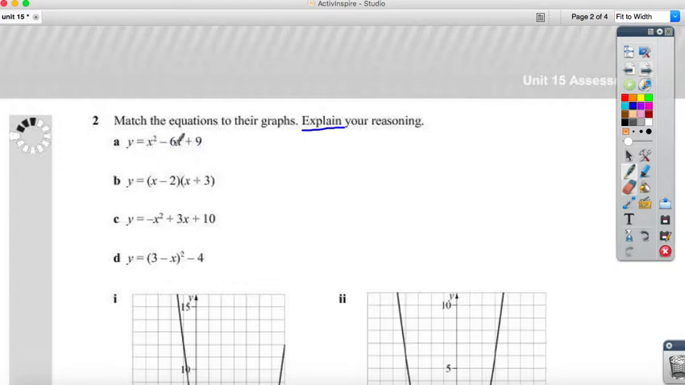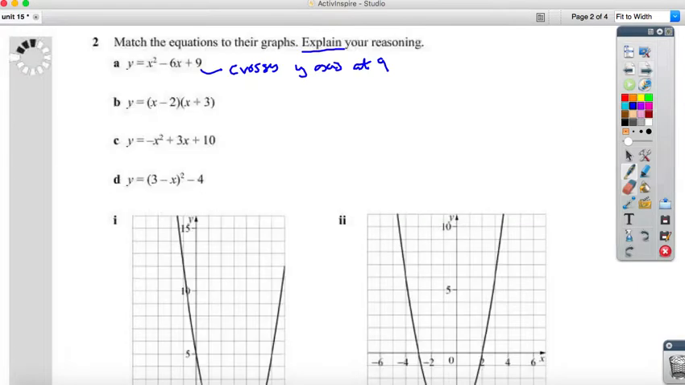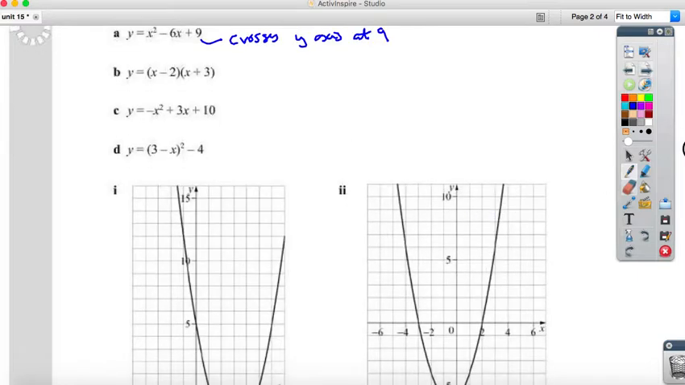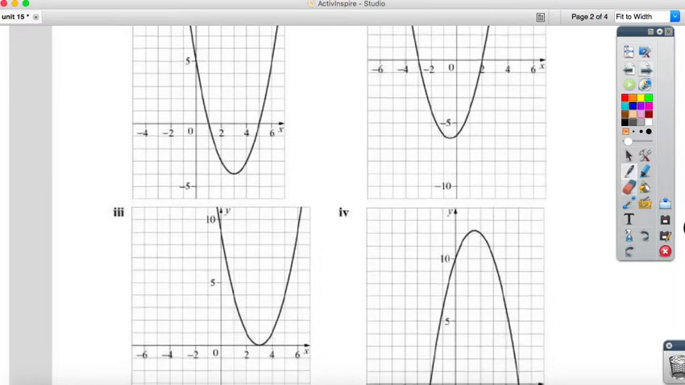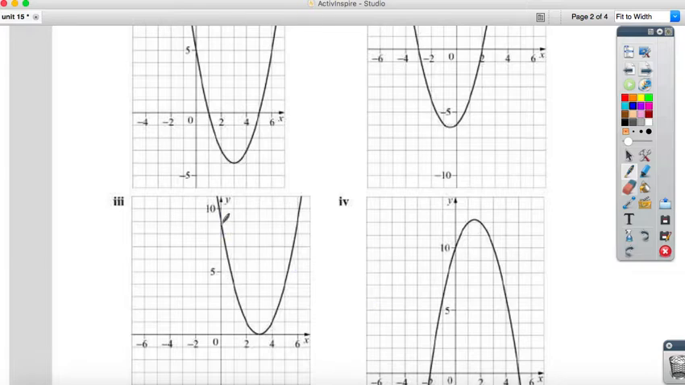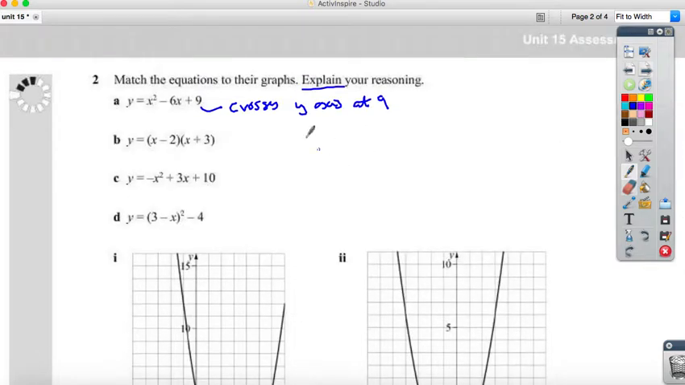x squared minus 6x plus 9, start at the 9. This tells you it crosses the y-axis at 9. So if we go down and we see which ones cross at 9: this one looks like it crosses at 5, this one crosses below. Go down a bit further. This one looks like it could cross at 9, and this one crosses at 10, so it's probably this one. We go back up. So it crosses the y-axis at 9.